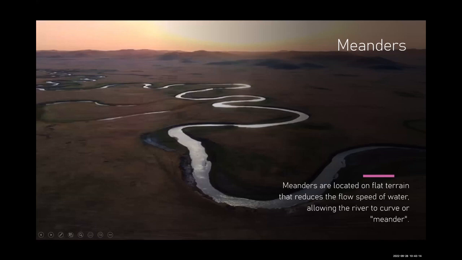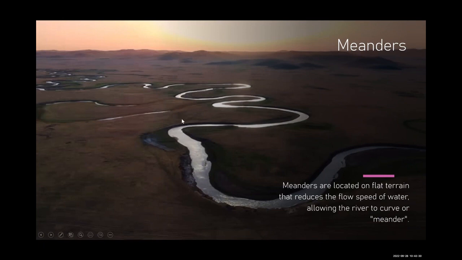So here are meanders, and these are located on flat terrain, and they reduce the flow speed of the water when they hit a meander, or something that reduces the flow speed of the water can cause a meander, and it allows the river to curve or meander. So it's going to curve around.